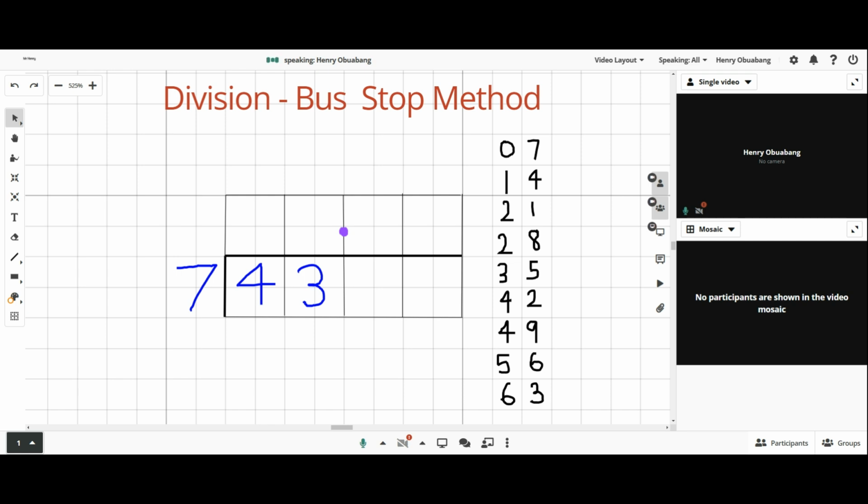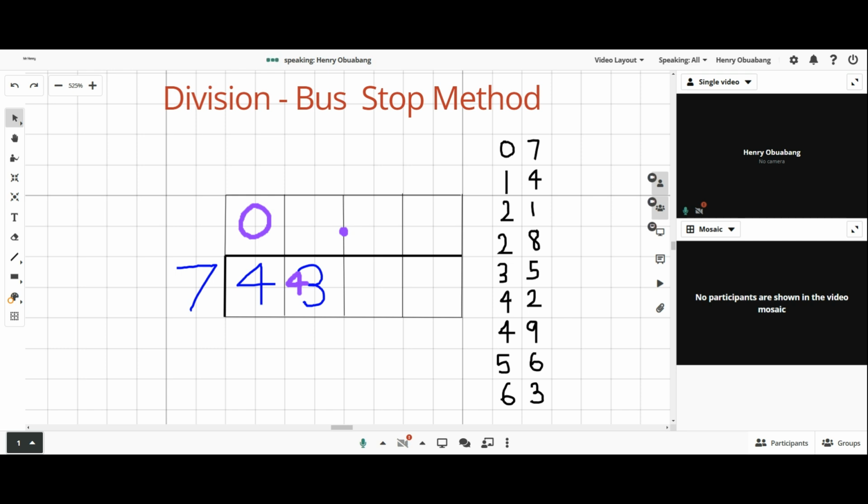So the first thing we're going to do is work out how many groups of 7 there are in 4. Well, 7's too big, and so we're going to put 0 here. But we're going to carry this 4 because we haven't really used it. So we're going to carry this to the next column. And then we're going to ask ourselves how many groups of 7 there are in 43.